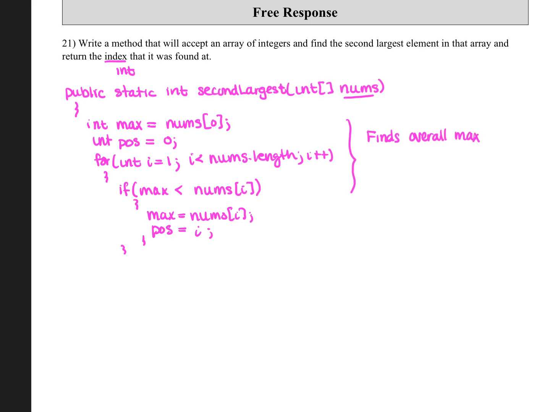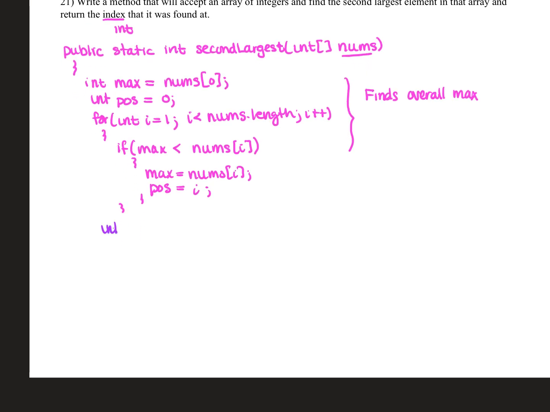Now we're going to do the same thing, but we're going to find the second max. So I'm going to call that int secondMax. And again, I'm going to set it equal to the first position, nums[0], and again, int my second position is going to be 0. And now we're going to traverse the array again. So for int i equal to 0 or 1, i less than nums.length.